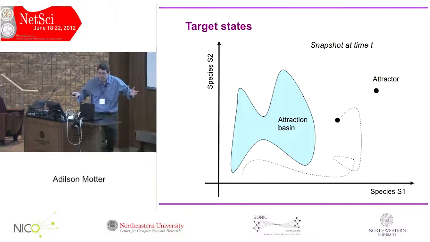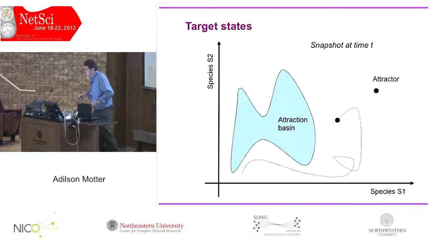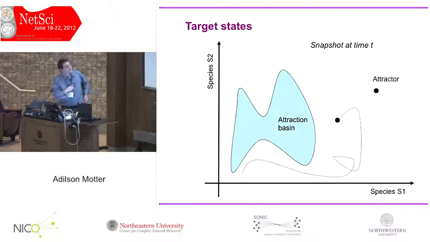It's the set of all pre-images of the neighborhood of the attractor. So by definition, if you put yourself in the basin of attraction, you'll be driven to the attractor. So all you have to do is to perturb this system into the basin of attraction, and then it will spontaneously go to the state that you wanted.